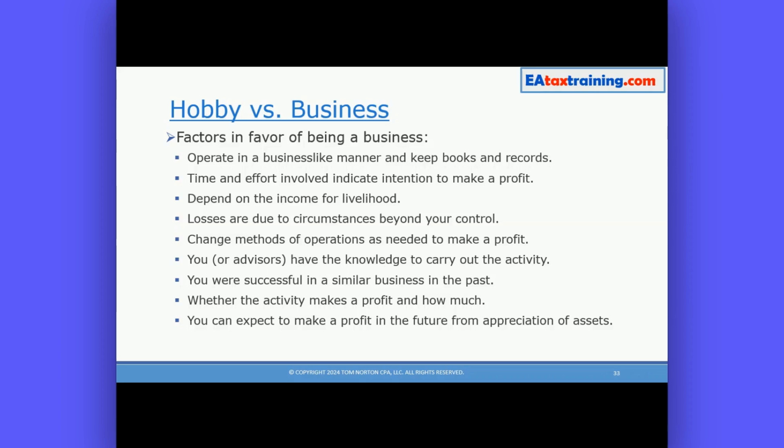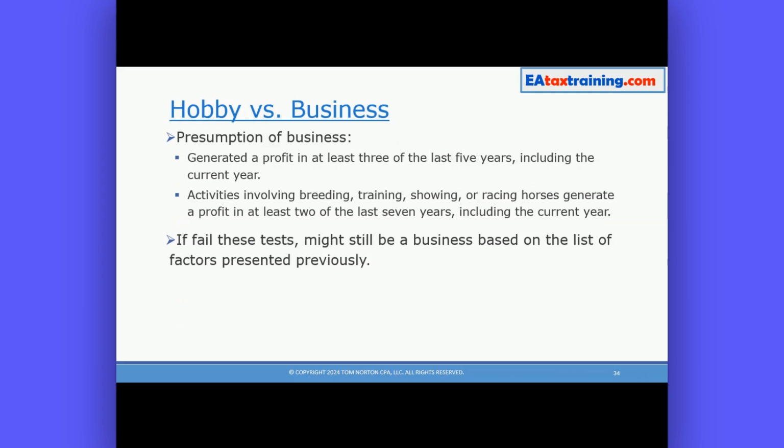And you expect that even though you have losses now, in the future that asset is going to become more valuable and you are going to make a profit. That could play into being a business rather than a hobby. There is a time when you are presumed to have a business, and the IRS will not argue with you that you have a hobby.